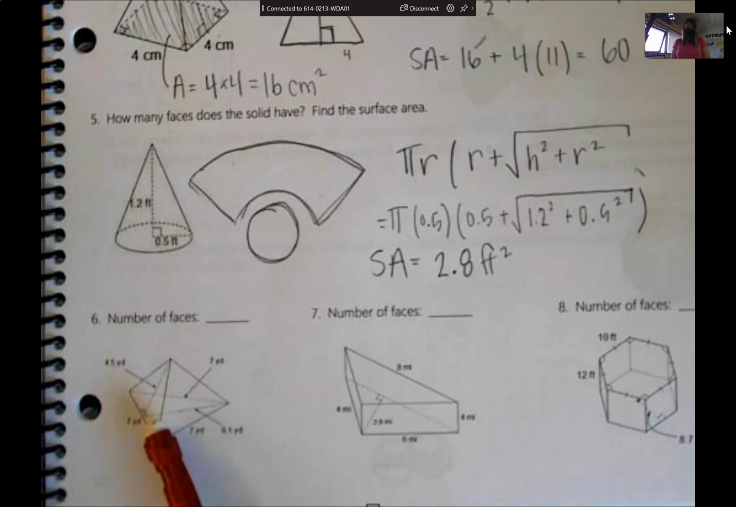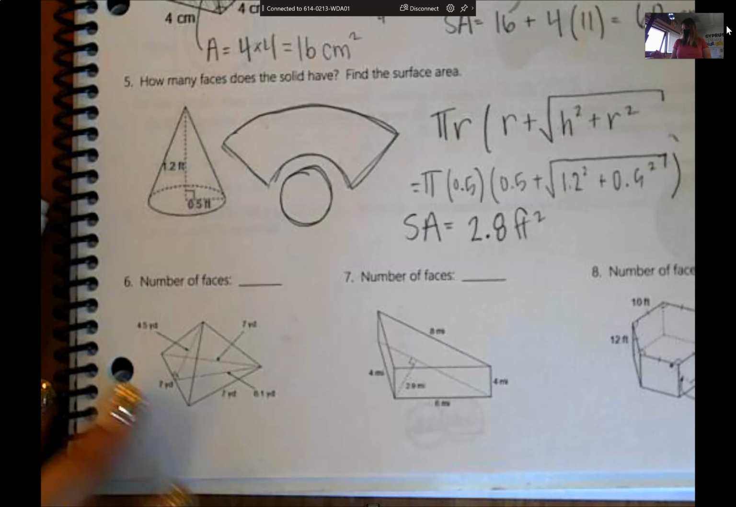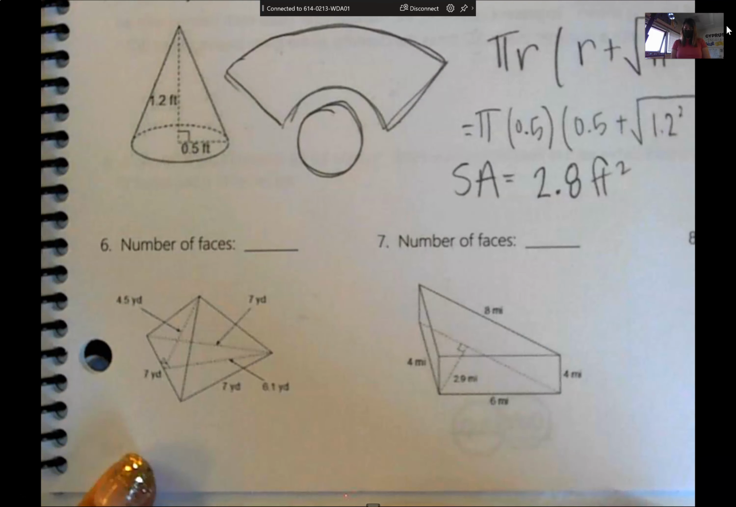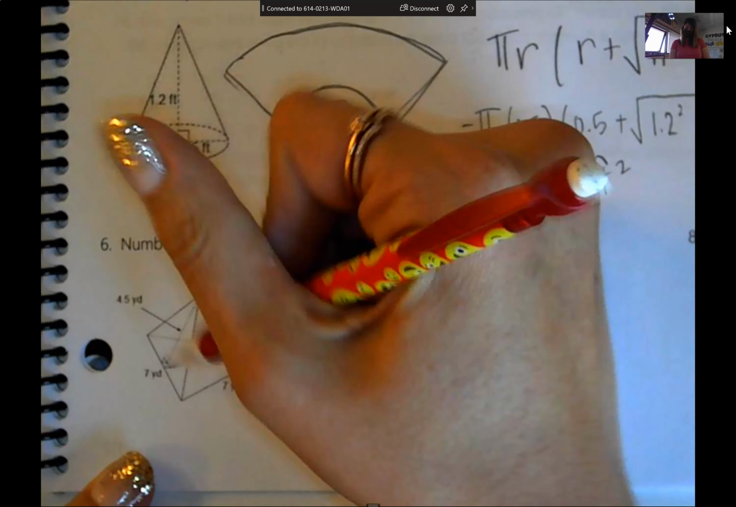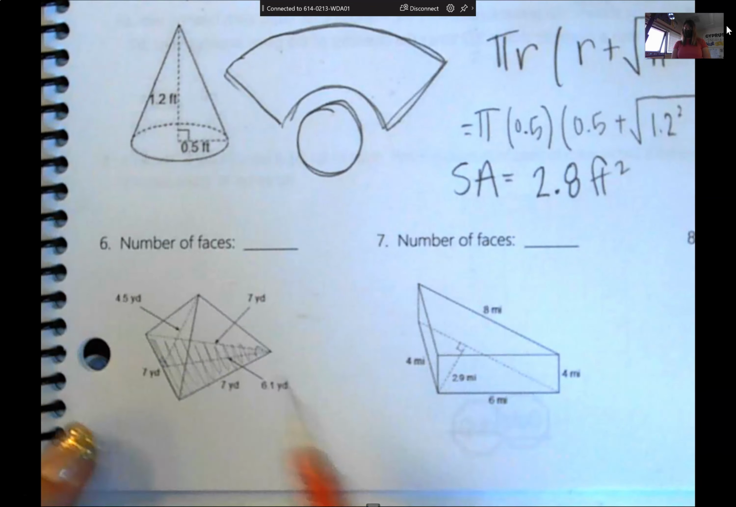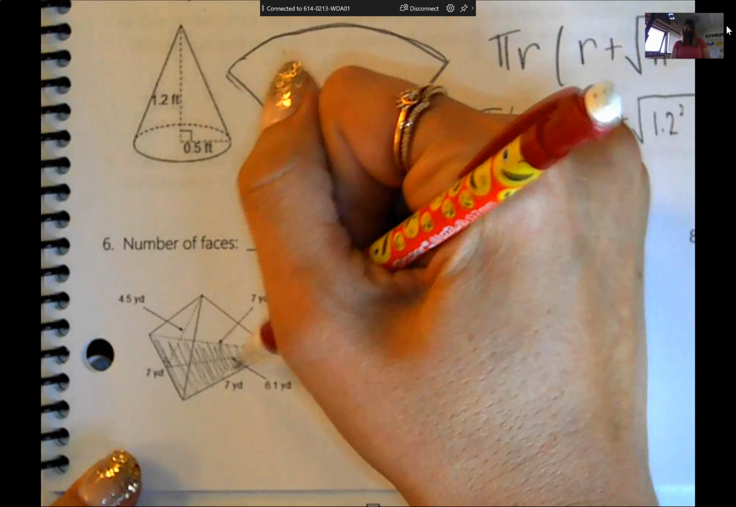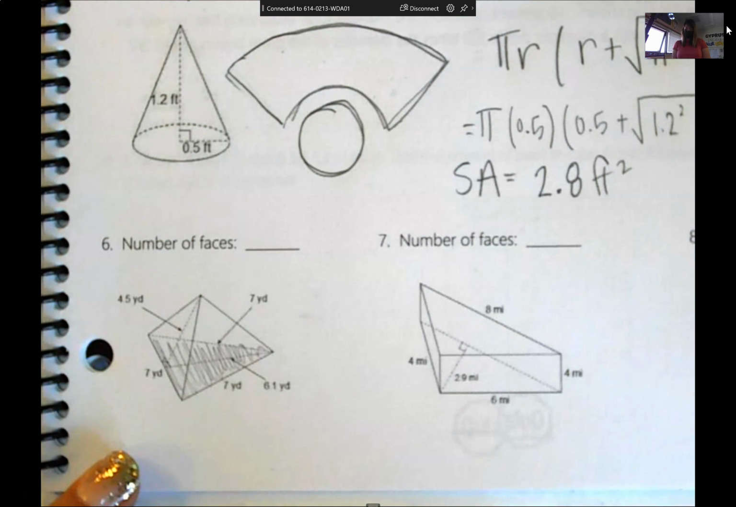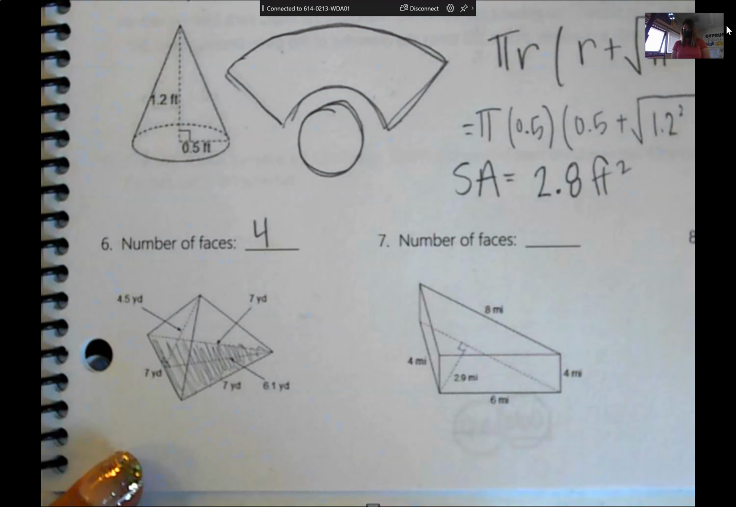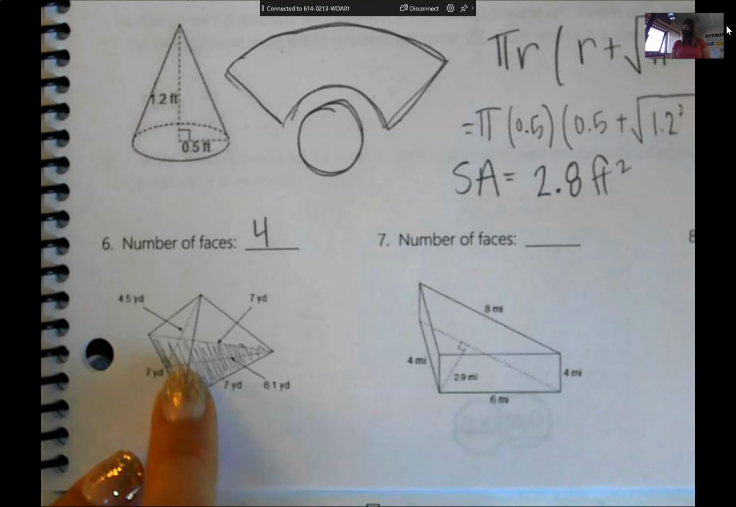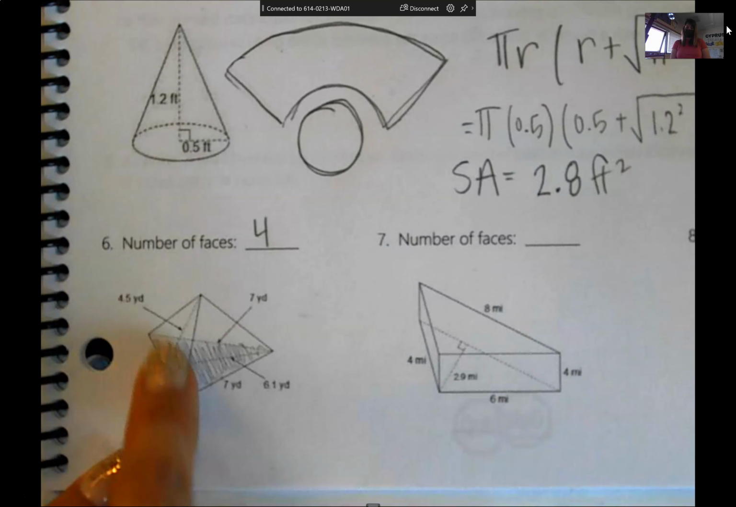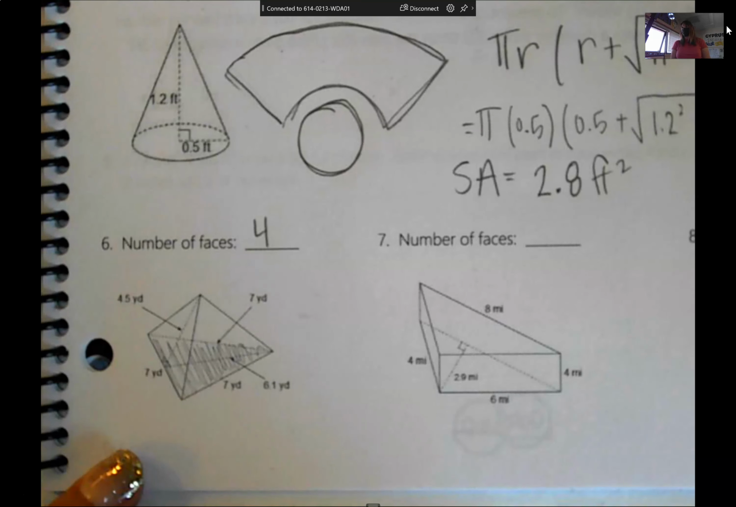This guy is called a triangular pyramid. The reason that he's triangular is because his base is shaped as a triangle. So this is a triangular pyramid. He has 4 faces. So the triangle at the bottom and then the 3 sides that come out of the triangle at the bottom.